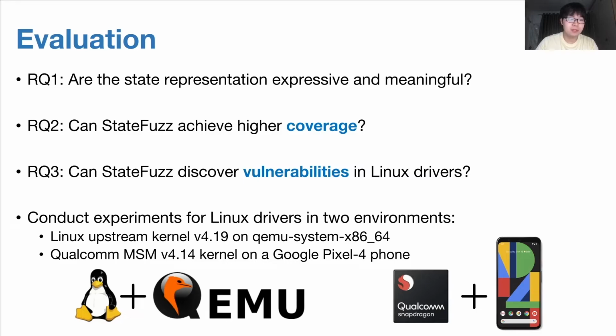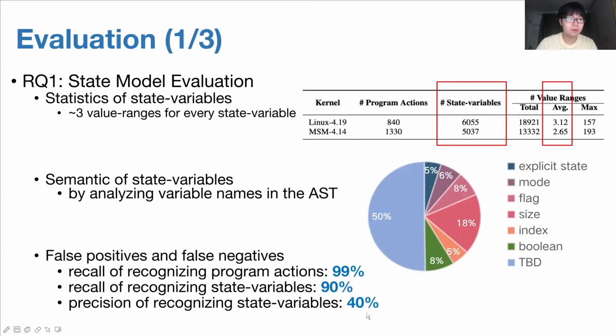To evaluate the effectiveness of StateFuzz, we designed several experiments and tried to answer the following questions. We conducted experiments for Linux drivers in 2 environments, including the Linux upstream kernel on QEMU and the Qualcomm MSM kernel on a Google Pixel phone. We recognized about 6,000 and 5,000 state variables from the Linux kernel and the MSM kernel respectively. On average, we recognized about 3 value ranges for every state variable.